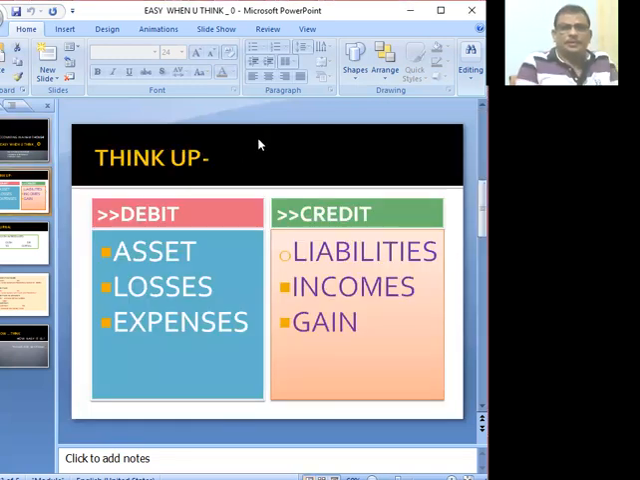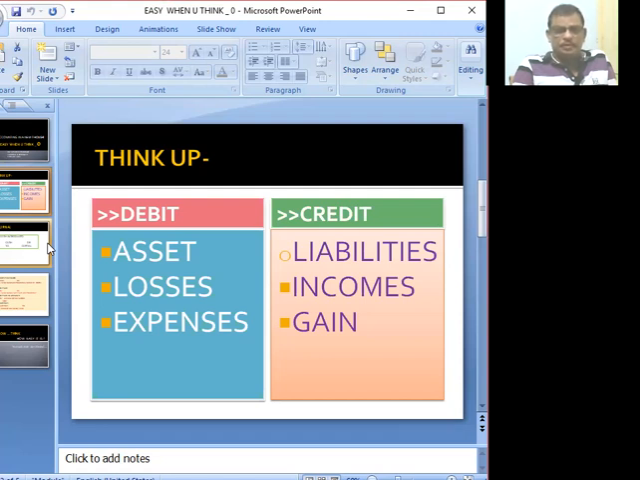Think of two things. One is debit, one is credit, which I think you almost all know about. In every accounting system, one is debit and one is credit. Two things are there when a transaction takes place. Think of what things will be on the debit side and what things will be on the credit side. No third system is there. So between the two, we have to arrange all the things one by one.